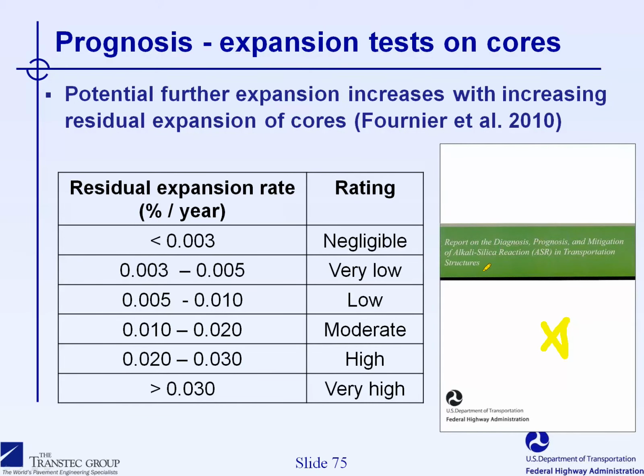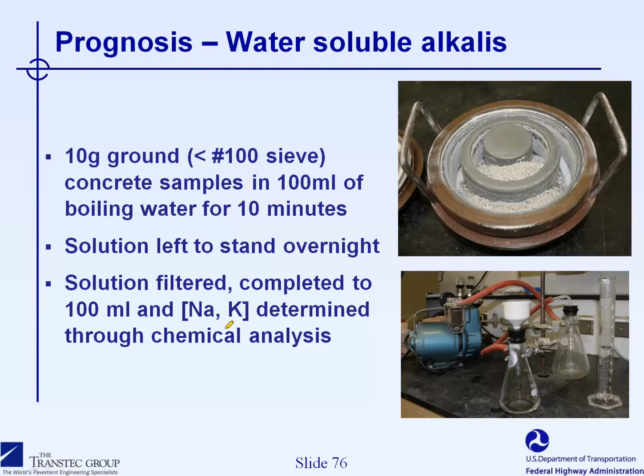And in this document, the report for the diagnosis and prognosis of ASR, we provide a table here to help the engineers for the interpretation of the result of the concrete core expansion test. So depending on the expansion rate that you measure over a 1-year testing period, the residual expansion of the concrete would be considered as negligible to very high. So this is based on testing that has been carried out on cores extracted from concrete structures.